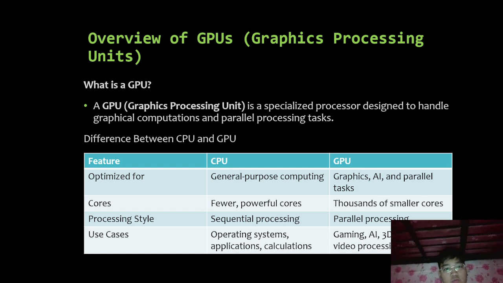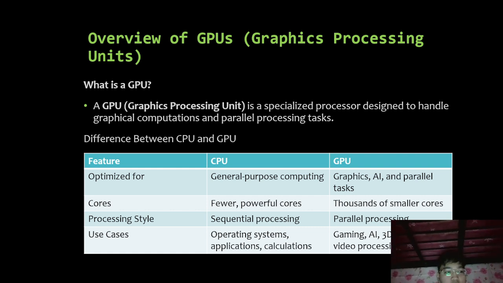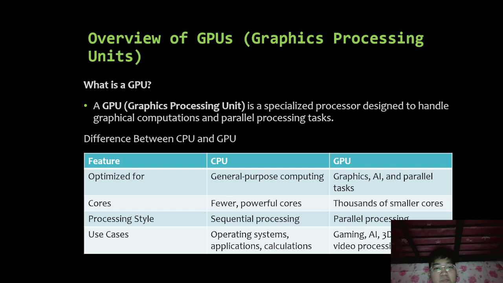Overview of GPUs, or graphics processing units. What is a GPU? A GPU, graphics processing unit, is a specialized processor designed to handle graphical computation and parallel processing tasks.